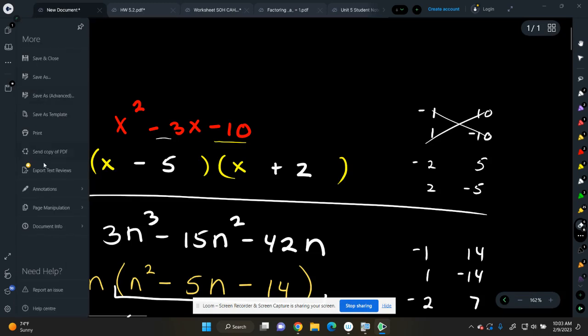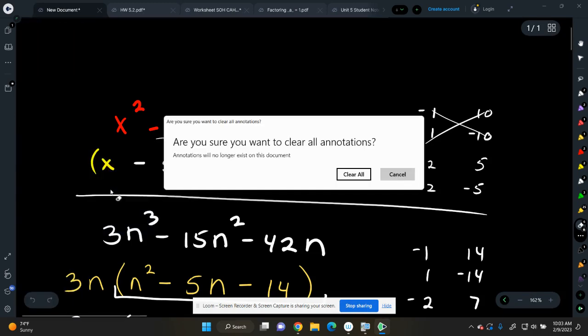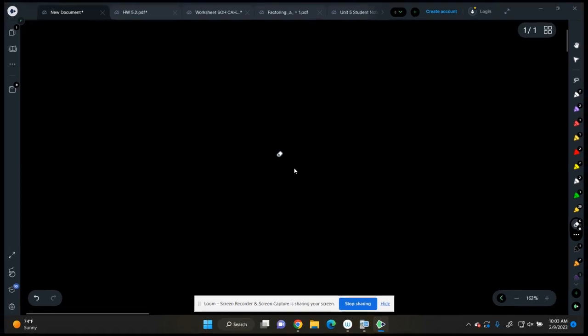Now we've learned how to factor when the A is equal to 1. What does that mean, that the A is equal to 1? Because the worksheet said factoring A equal 1, right?